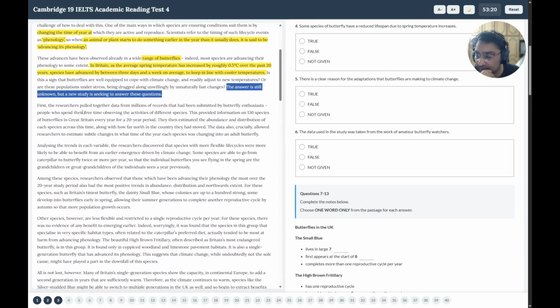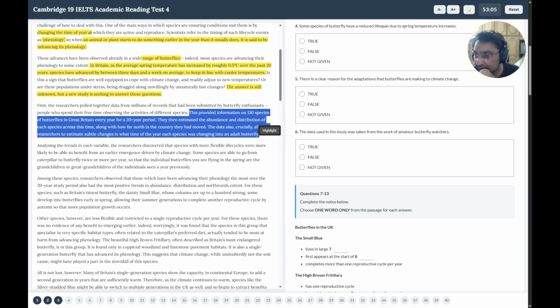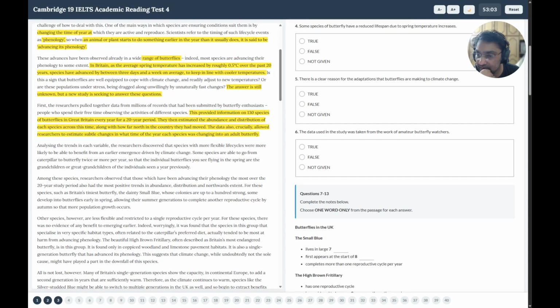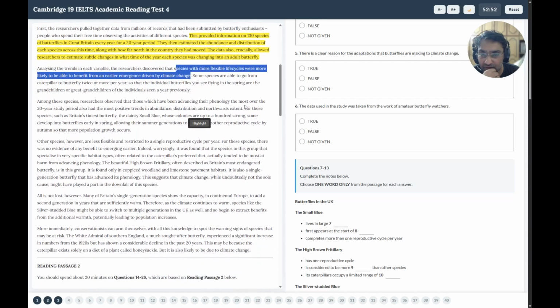Millions of records had been submitted by butterfly enthusiasts in their free time, and this provided information every year on each sighting, along with how far the net had moved. The data also crucially allowed researchers to estimate subtle changes in what time of the year adult butterflies appear. Analyzing the trends in each variable, the researchers found the species more flexible and more likely to benefit from earlier emergence driven by climate change. The butterflies are making to climate change. Is it not given? No, I think this is false because it matches, but it is contradictory.